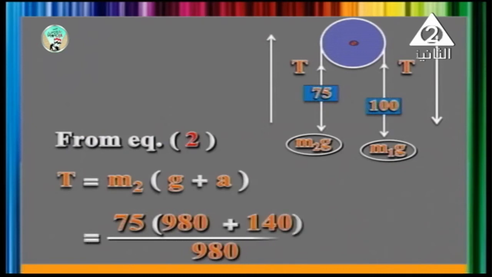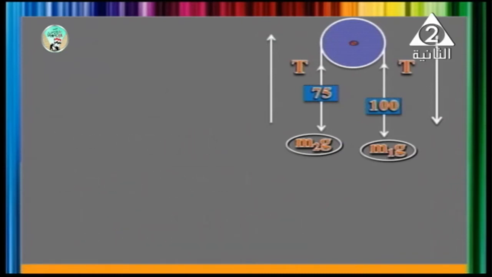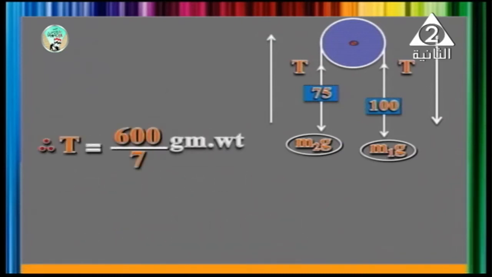From equation 2, we know that T equals M2 multiplied by the bracket containing G plus A. Then the value of the tension T is 75 multiplied by (980 plus 140) over 980, to find the value of T with gram weight, 600 over 7 gram weight.